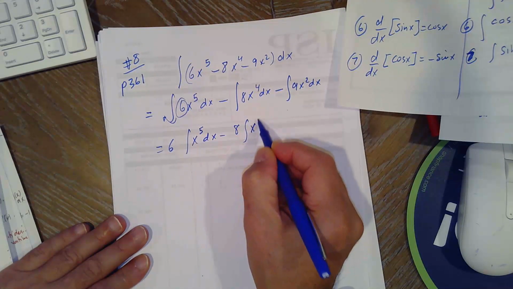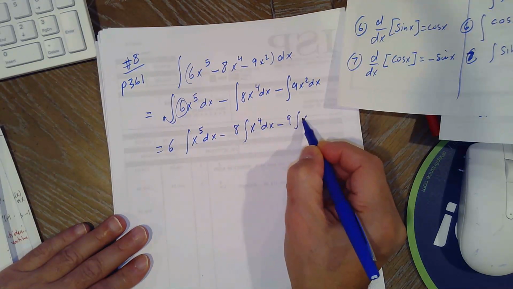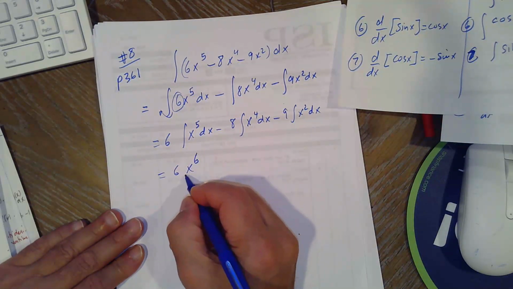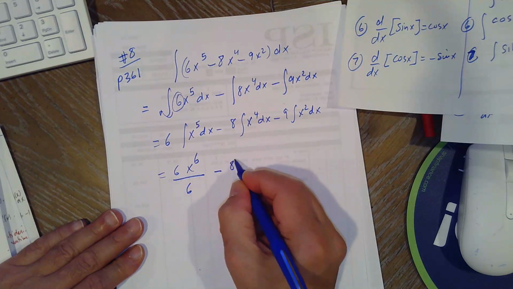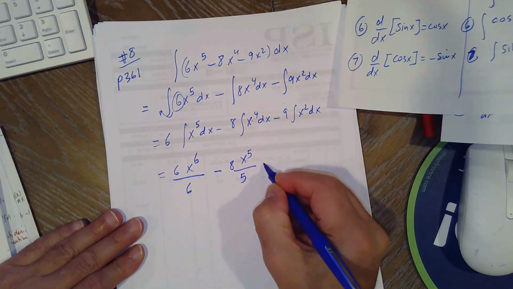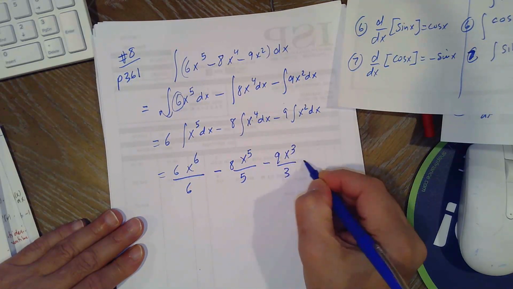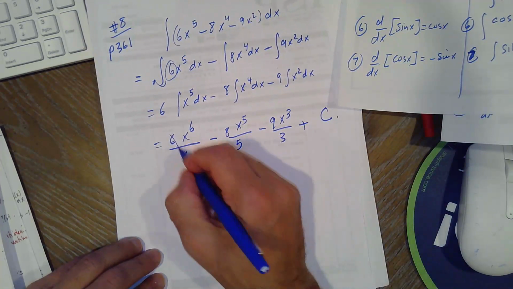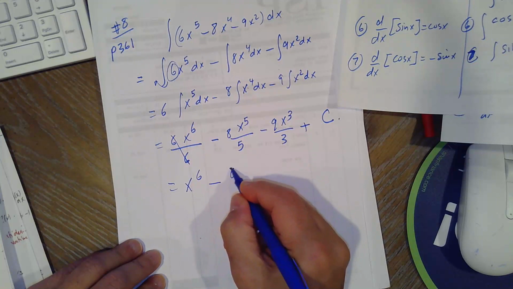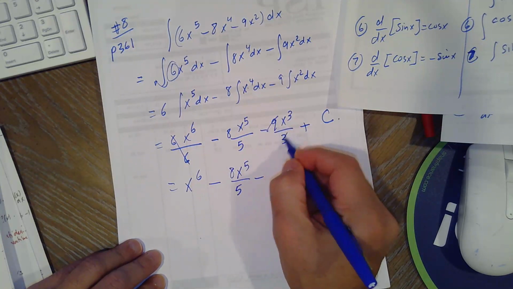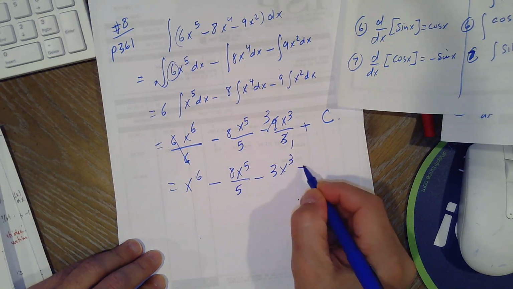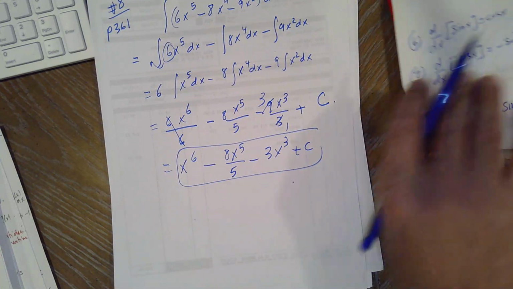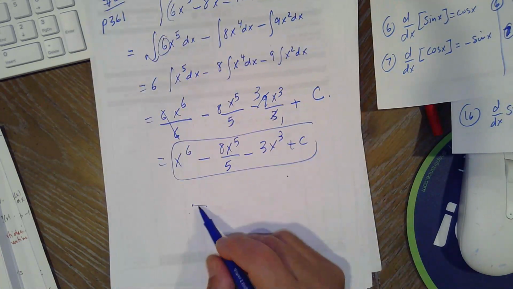Minus 8 integral x to the 4 dx minus 9 integral x squared. Now it's all power rule, so we're going to add 1 to the power and divide by 6. We're going to add 1 to the power and divide by 5. Add 1 to the power, and then we can add a constant to one of them, but they're all constants, so we'll just add one constant. So we get x to the 6 minus 8x to the 5th over 5 minus 3x cubed. Don't forget the plus c, because that gives me the most general one, which includes every single antiderivative, because there's billions of them.